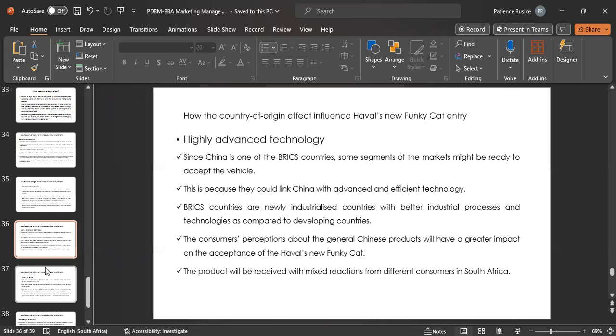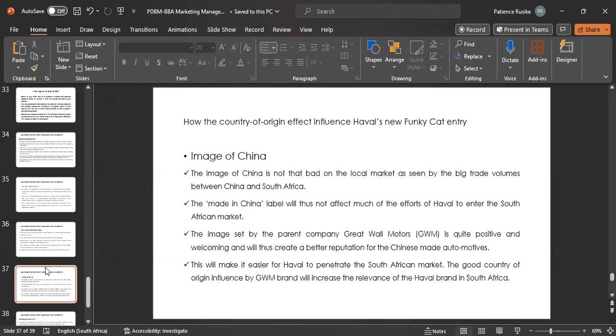Consumers can easily accept electric cars because they believe that a country like China has sophisticated technology and can produce highly technical and quality cars. So the consumers' perceptions about general Chinese products will have a greater impact on the acceptance of this AVAO kit. Of course, the product might be received with mixed reactions from different consumers because of the reputation of the country. But we cannot deny that the country has sophisticated technology, and for that, we can maybe accept the car into the country, right?